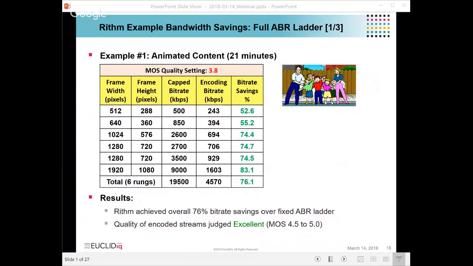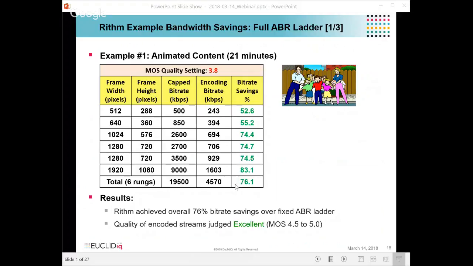Now I'll show a few examples for a full ABR encoding ladder of 6 rungs. The first example is for a 21-minute video of animated content at a desired MOS quality of 3.8 on a scale of 1 to 5, 5 being the best. The capped bit rates for the encoding ladder, as specified by the customer, are shown in this third column. Note that these bit rates are different from the HLS ladder bit rates that I showed earlier. Rithm's estimated encoding bit rates are in the fourth column, resulting in the bitrate savings percentages in the last column.